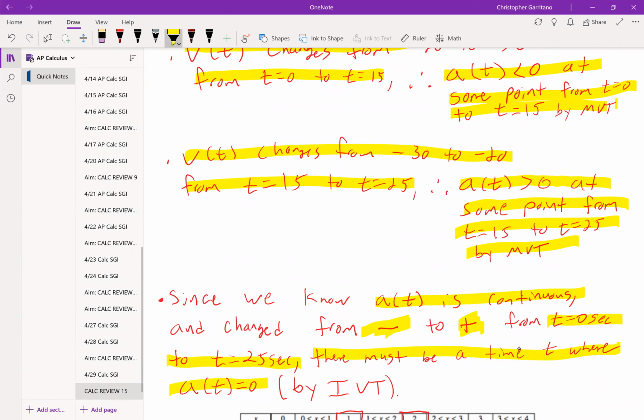We're told acceleration is continuous. We know that at some point acceleration was negative. We know that at some point acceleration was positive. Therefore, at some point within that interval, acceleration must have also been equal to 0.